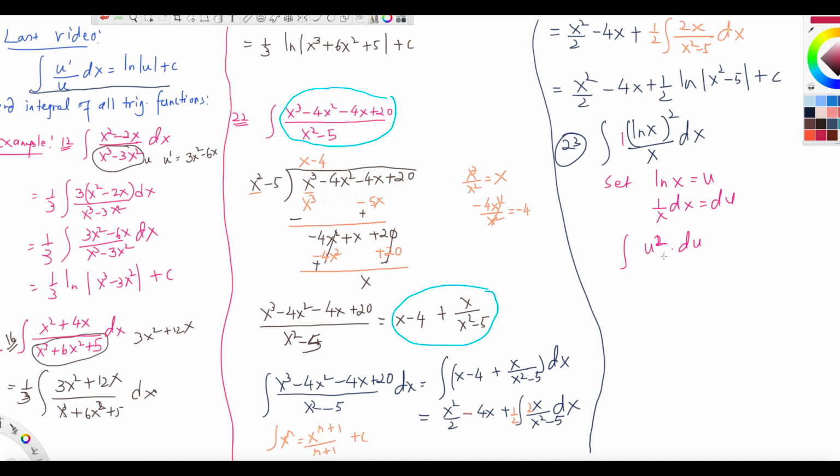So what is the integral of u squared? That will be u to the 3 over 3 plus c, right? That is the integral of u squared, because the formula for x to the n is x to the n plus 1 over n plus 1 plus c. That's what we have here. But our question is in terms of x, so we need to plug back in terms of x. So that will be 1/3 times natural log of x, cubed, plus c. That is the final answer.